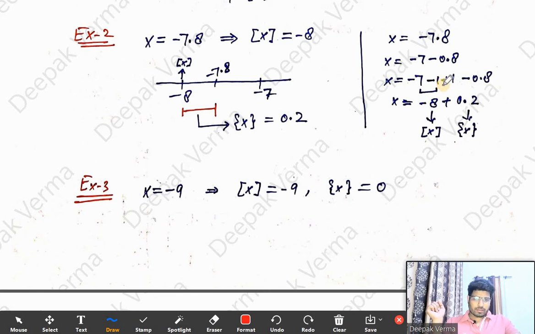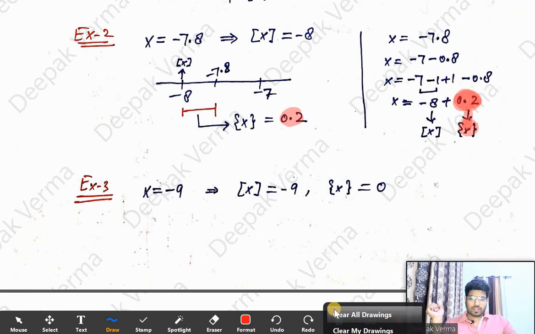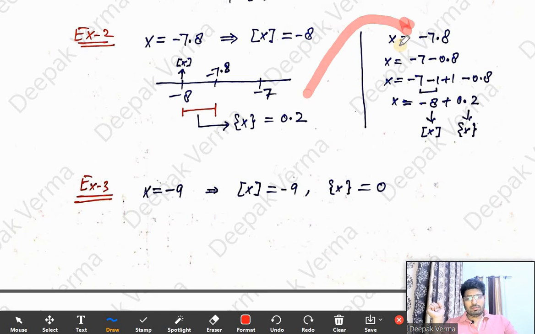We can do minus 1 plus 1. It doesn't make any difference in this. We will get again this one. So minus 1 and plus 1. Now minus 7 minus 1 we get minus 8, and 1 minus 0.8 we get 0.2. So now you can see the fractional part becomes positive. So here we have 0.2 as the fractional part, and here also we have the fractional part as 0.2. Got it? And the integral part is minus 8. You can see here also the integral part is minus 8. Is it clear? So we can also do like this. And if you want to do it on the number line, it's your choice. You can also do like this.